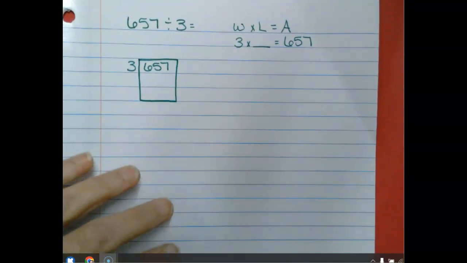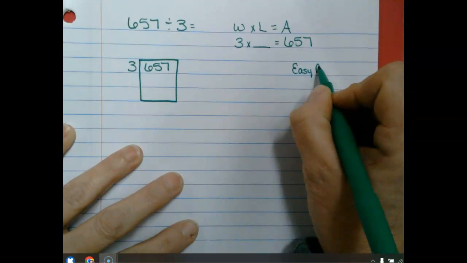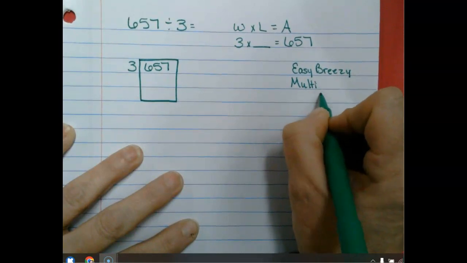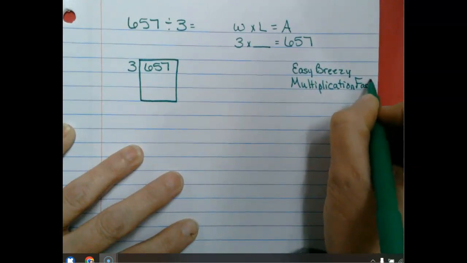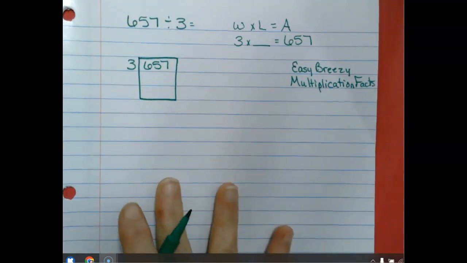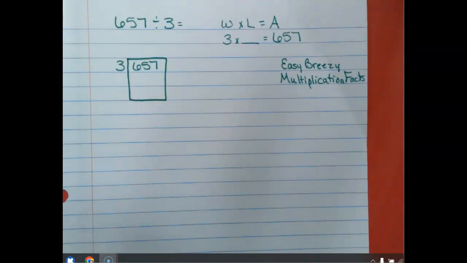Okay. Now, in order to do that, we have been doing in class easy breezy multiplication facts. Okay. And these are just facts that we know are going to be easy for us to pull from to solve these problems, okay? So, for example, the first fact I'm going to start with, these are facts that we know that are quick that we can pull from our treasure chest of multiplication facts we know, okay?